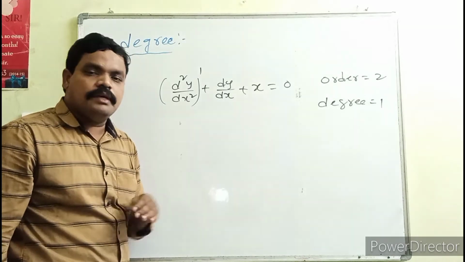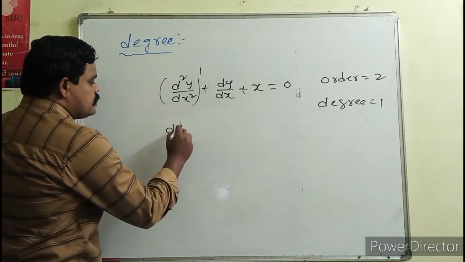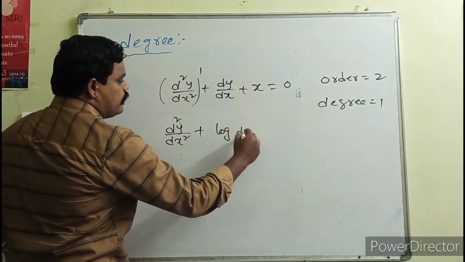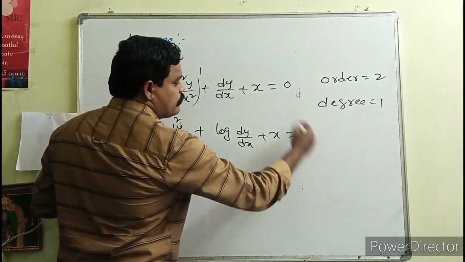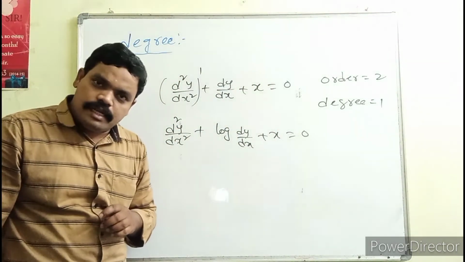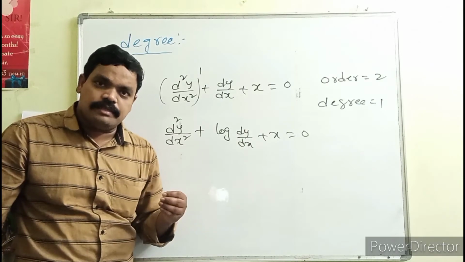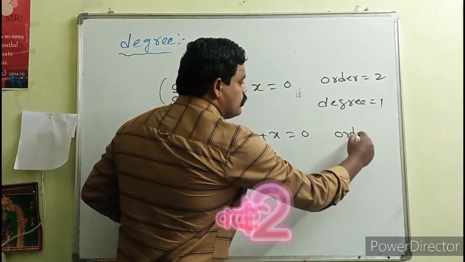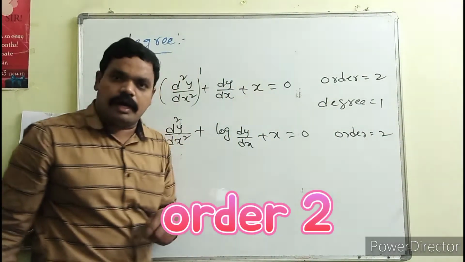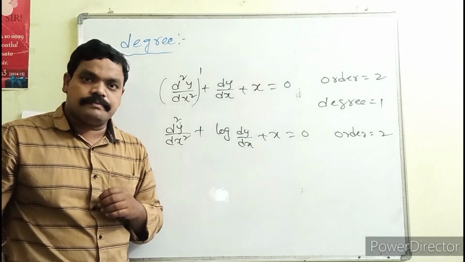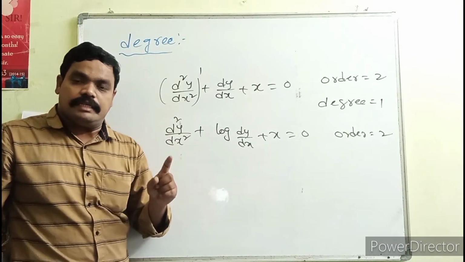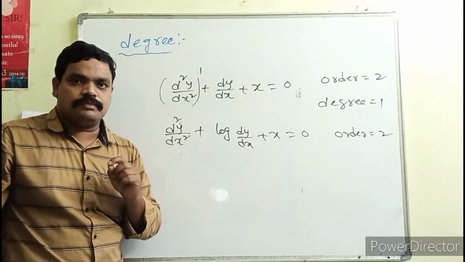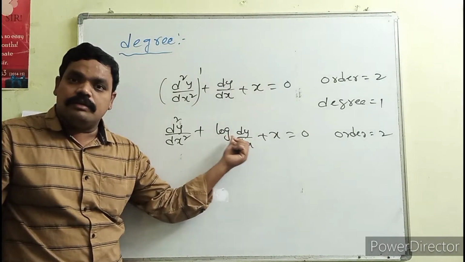Do you understand? Next, suppose this is d square y by dx square plus log of dy by dx plus x equal to 0. Here also, how many times do we differentiate this equation? The maximum number of times, 2 times. Therefore, order is 2. What about degree? Degree means at first it must be in polynomial form. At first we check whether the equation is in polynomial form or not. Okay, ma. So here there is log dy by dx.